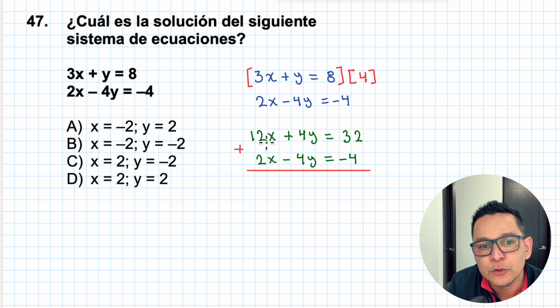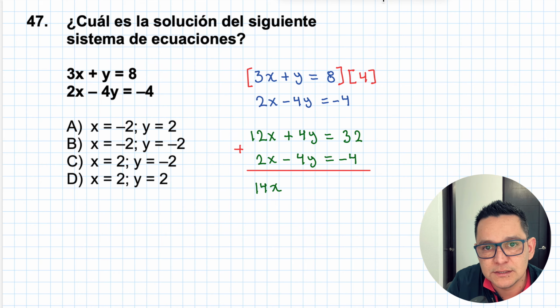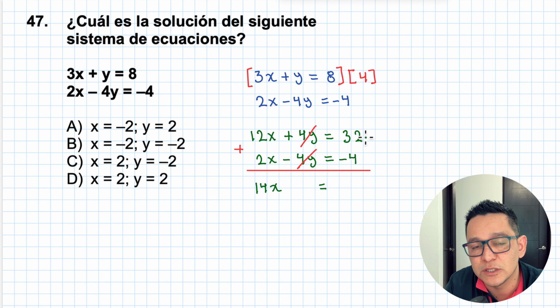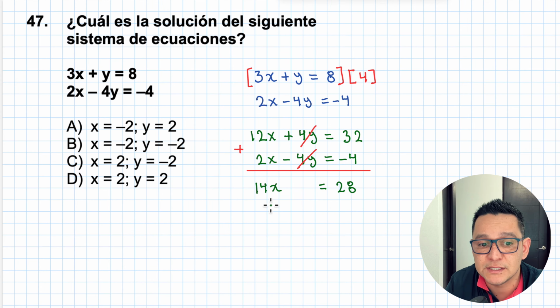We do 12x plus 2x, and in total, I get 14x. Now let's do the y's. Plus 4y minus 4y, so the y's cancel out. Now let's look at what's not x or y. That is, what's on the right side of the equations. 32 minus 4 is equal to 28. And from here, I have that 14x is equal to 28. Therefore, I can divide by this 14. Right? And when I divide, I'll have 28 divided by 14.